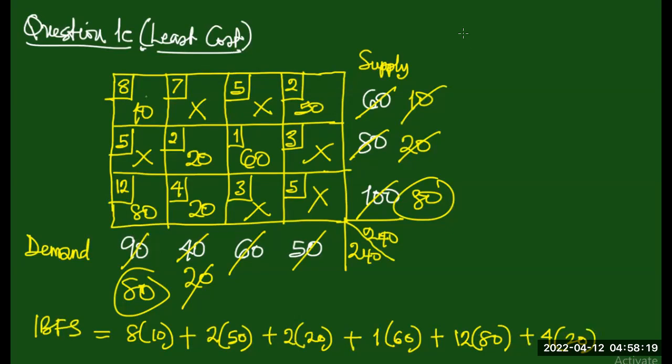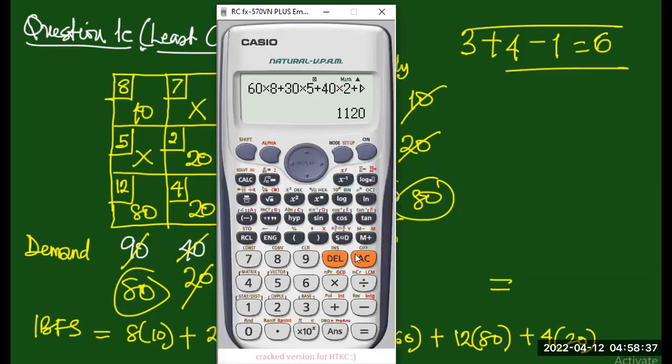Remember how many rows? 3 rows. How many columns? 4 columns. Then you subtract 1. You must check this first. So please give us a final solution. The first one, we had 1120. And so what would the second be? 80.